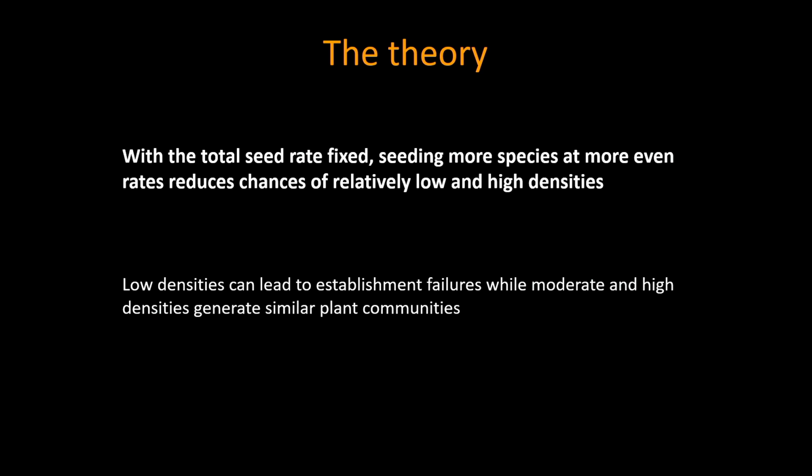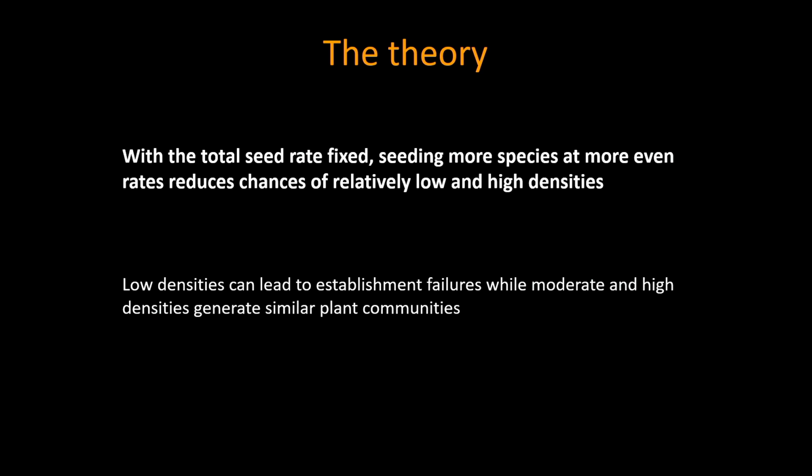The variability in density goes down as the number of species increases and they're seeded more evenly. Another way of saying that is the likelihood of perilously low densities and very high densities declines as you seed more species. And it's the low densities we've got to care about. If you get a very, very low density in your stand, then that could lead to establishment failure, right?